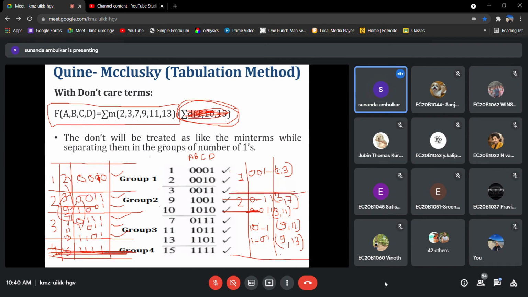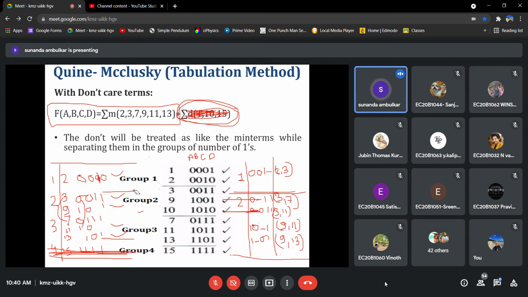Next, what will be the next? Here nothing is with the star mark, so no term will be part of a prime implicant. Next, is there any possibility of further checking? Try to find out.